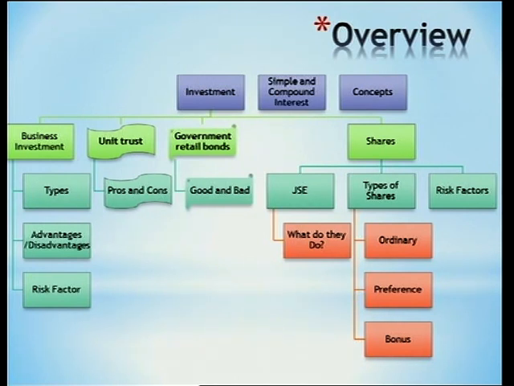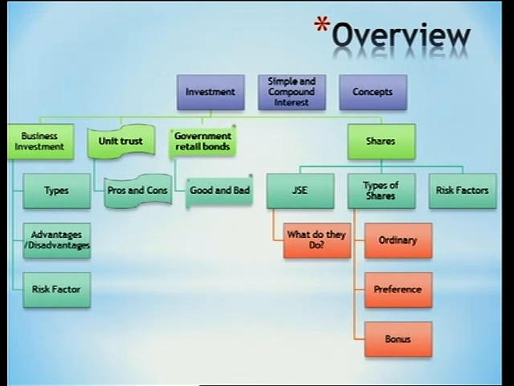We'll have types, advantages and disadvantages of that business investment, what risk factors you'll need to look out for, and then also what is a unit trust? What are the good things about it? What are the bad things, the pros and the cons? Most of all, I find most learners have an issue with what it is exactly, and we're going to explain that to you. We'll have government retail bonds. What is good? What is bad? What is it exactly? Everything we're going to cover, all generally in what we call investment tools.